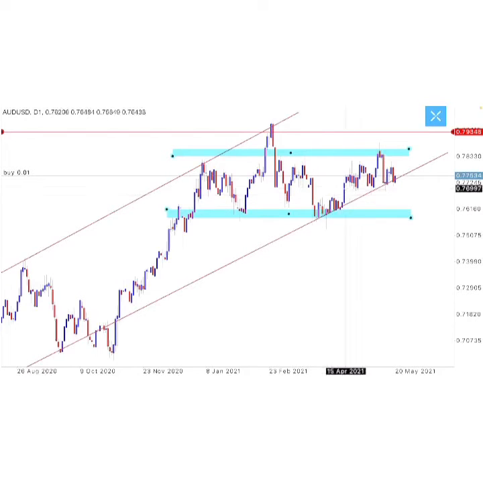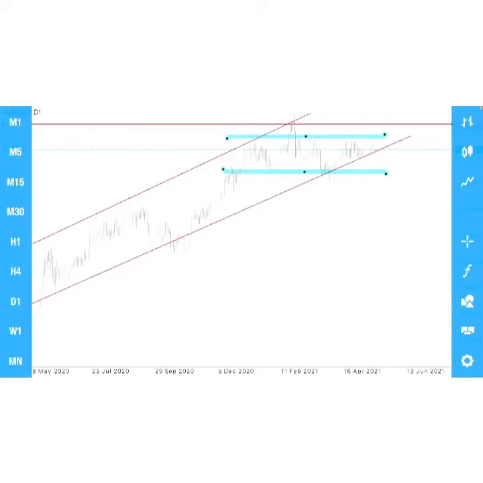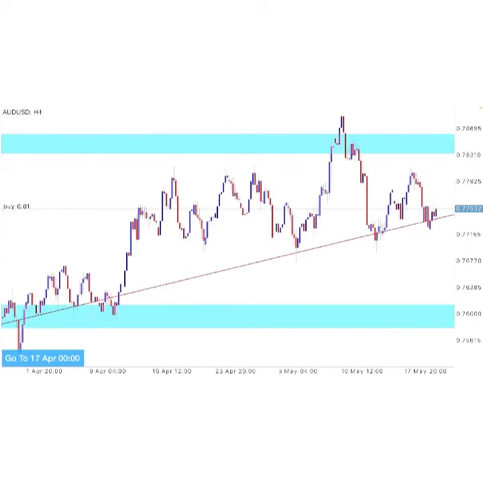So for weeks I have been literally waiting for this for AUDUSD to drop, even to this point. Yes, I will take my profit. So we're not greedy. Let's go to the 4-hour time frame.